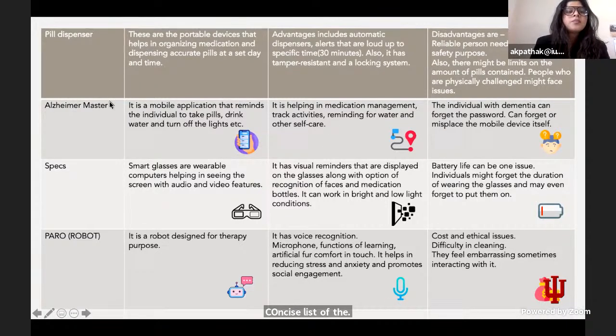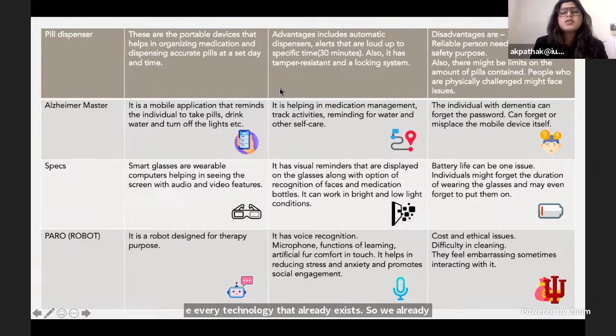So these are a few technologies, and I have made a concise list of the several technologies that already exist. We already know about the pill dispensers that dispense the medications at the appropriate day and time, and alert, with allowances up to 30 minutes. A particular pill dispenser is tamper resistant for the usage of individuals with dementia, with a locking system so that the medications cannot be altered. Now the disadvantage is that a reliable person needs to refill it, and there are also limits in the amount of pills that can be contained in it.